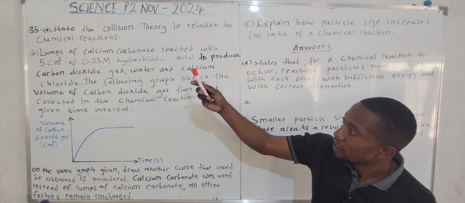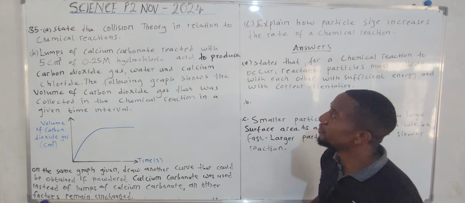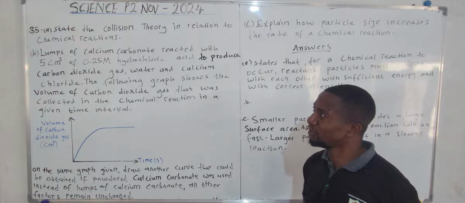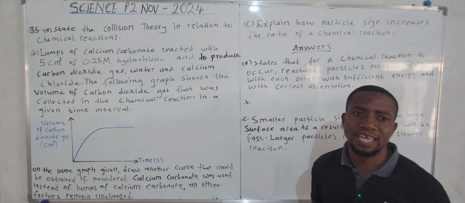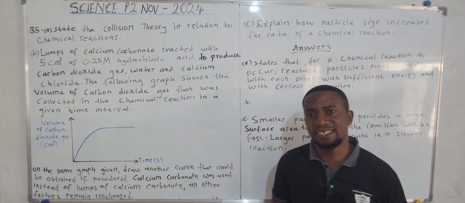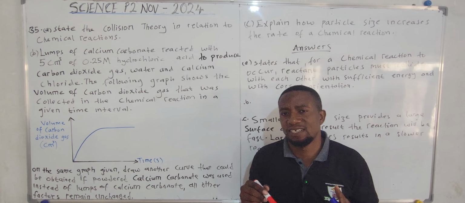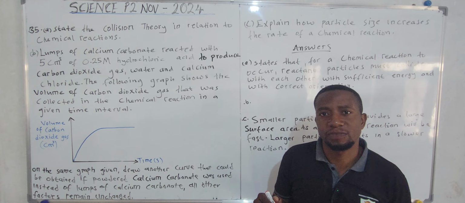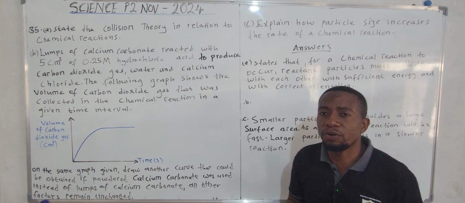All right, so what are they saying? They are saying state the collision theory in relation to chemical reaction. Okay, so you need to understand that for a reaction to occur, the reacting particles need to collide with each other. And for an effective collision, they need to have enough energy. So as they collide, the collision should be in correct orientation.